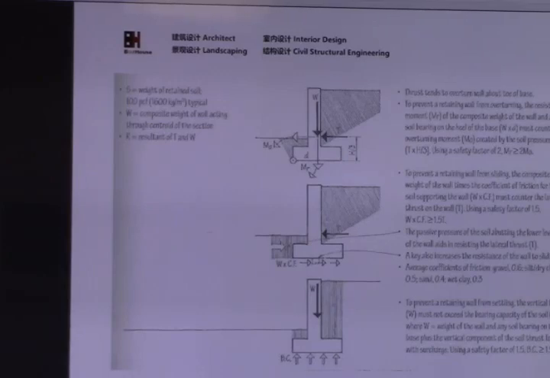But in some special cases, if the other side is a neighbor's property, you cannot use the T-section because the leg would go into another neighbor's property. So sometimes we use the L shape.